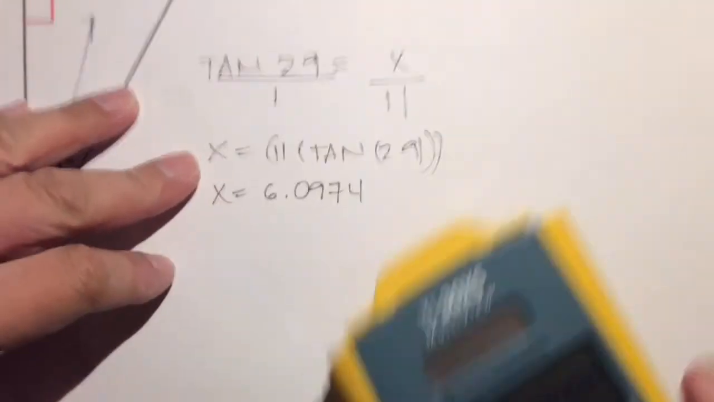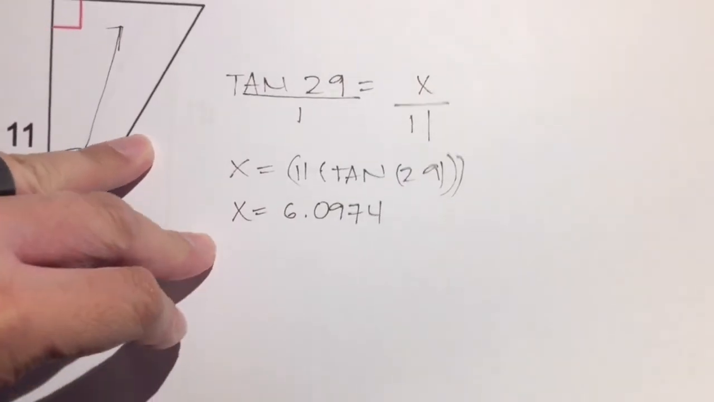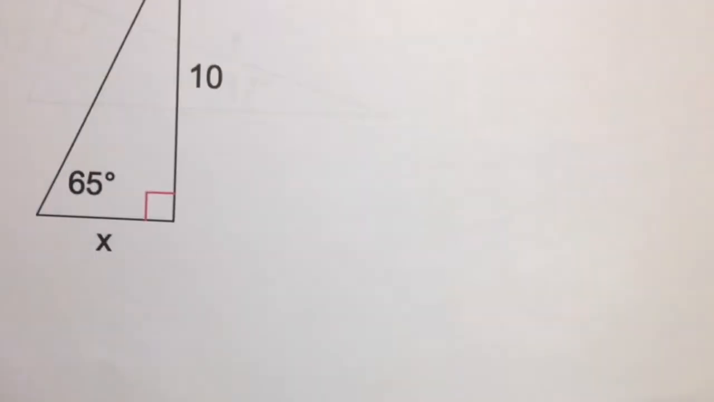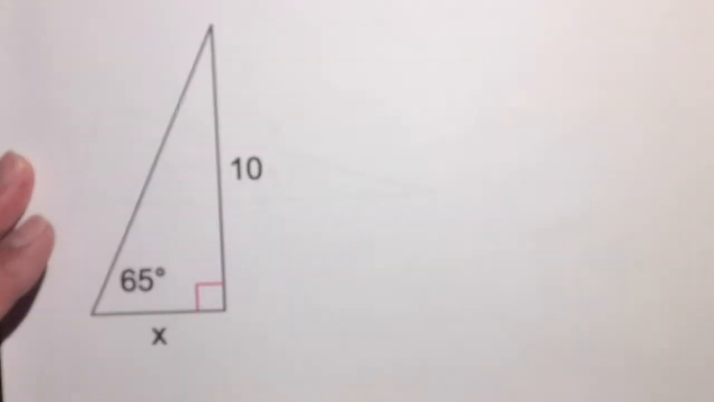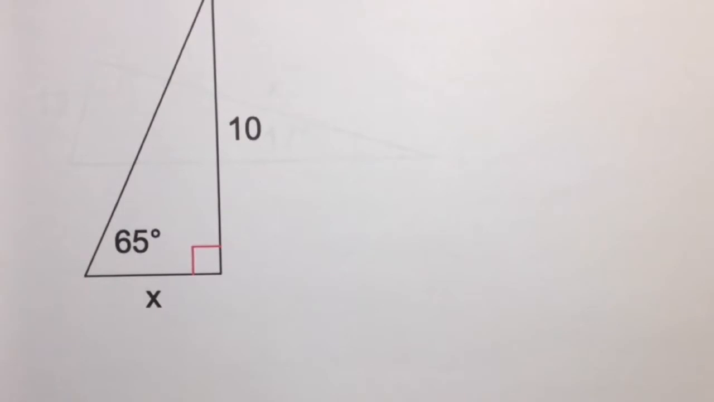Okay, we're going to do 2 more examples because we need 2 more examples. That's just how it is. Find the length of the missing side. Here you go.